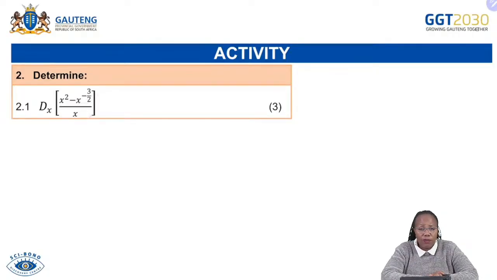I am also giving you 3 minutes to complete that particular activity and reflect back after 3 minutes. Try this one, your 3 minutes start now.